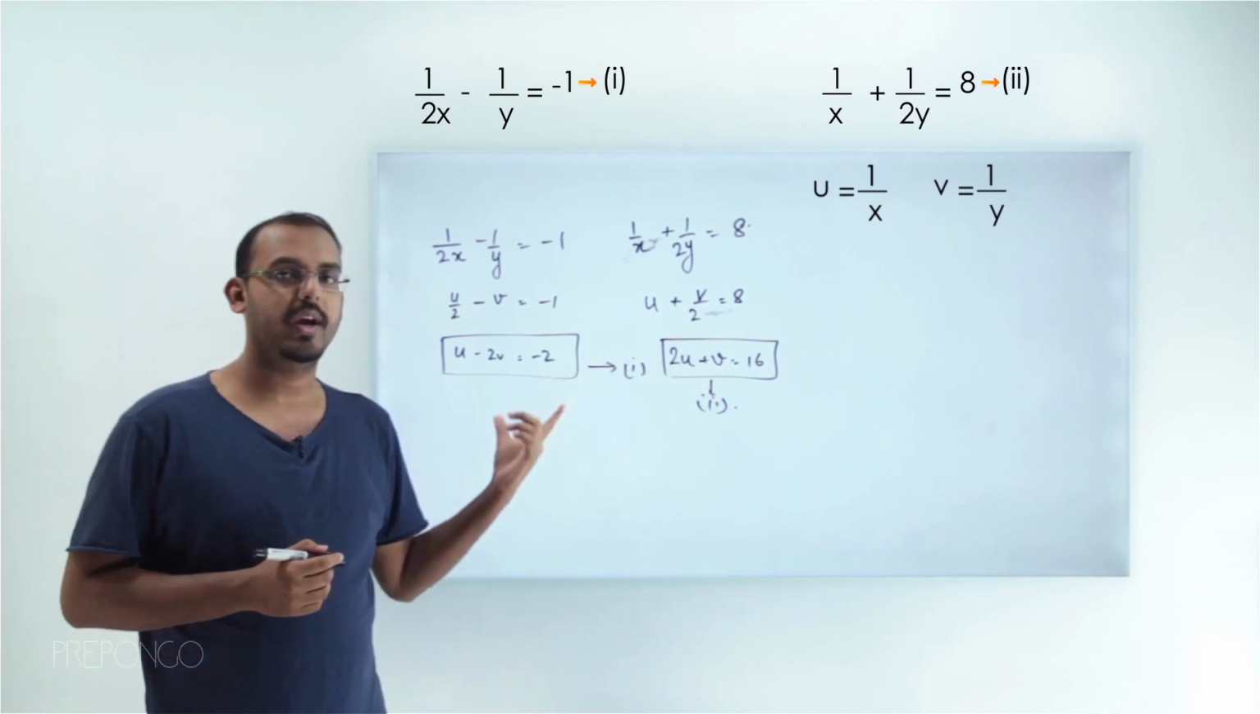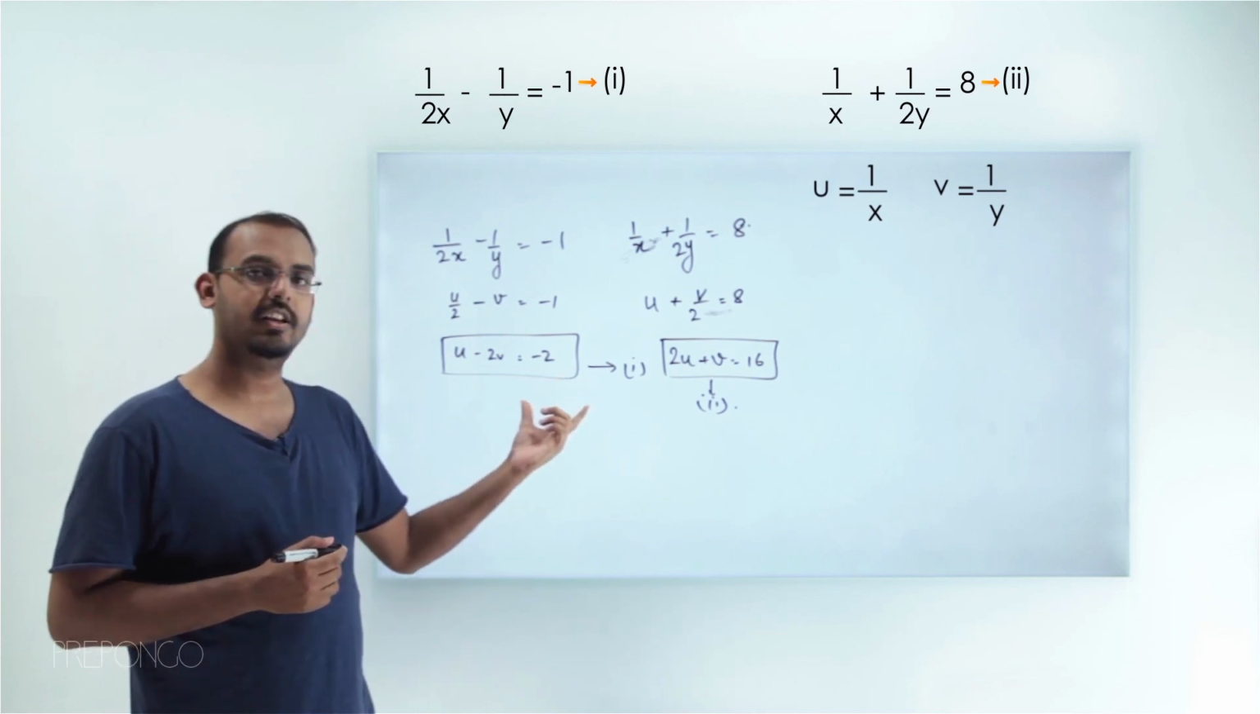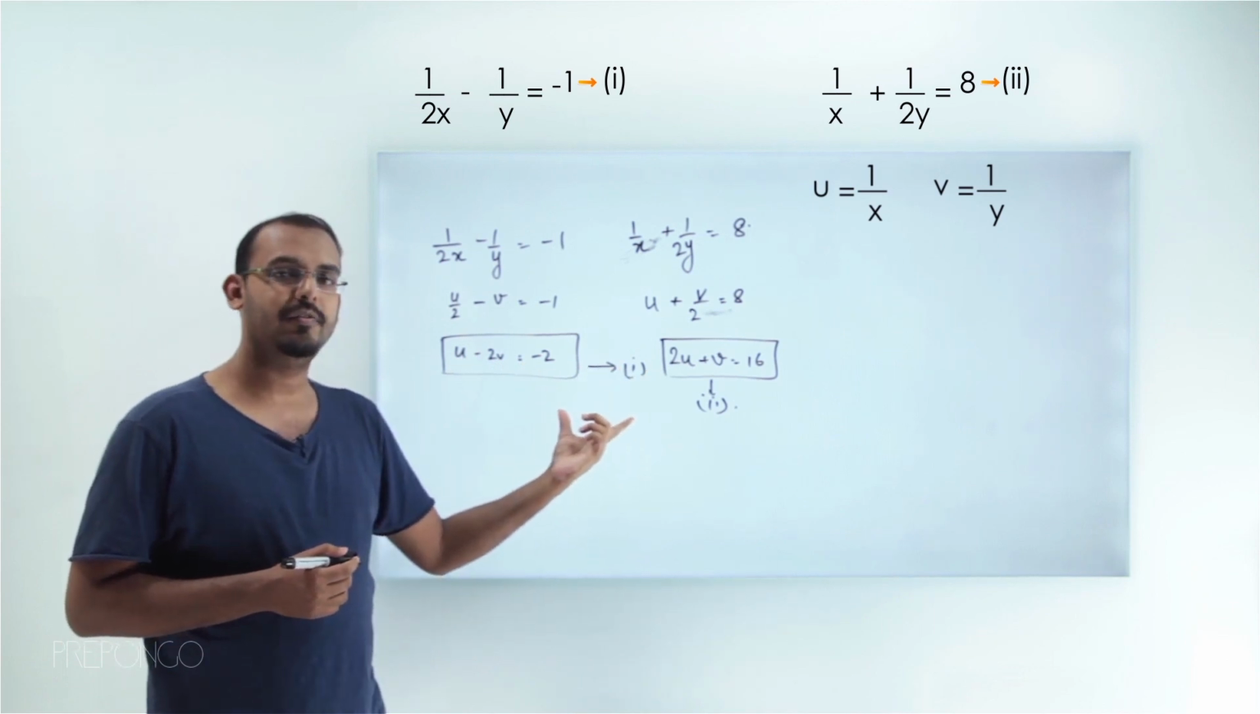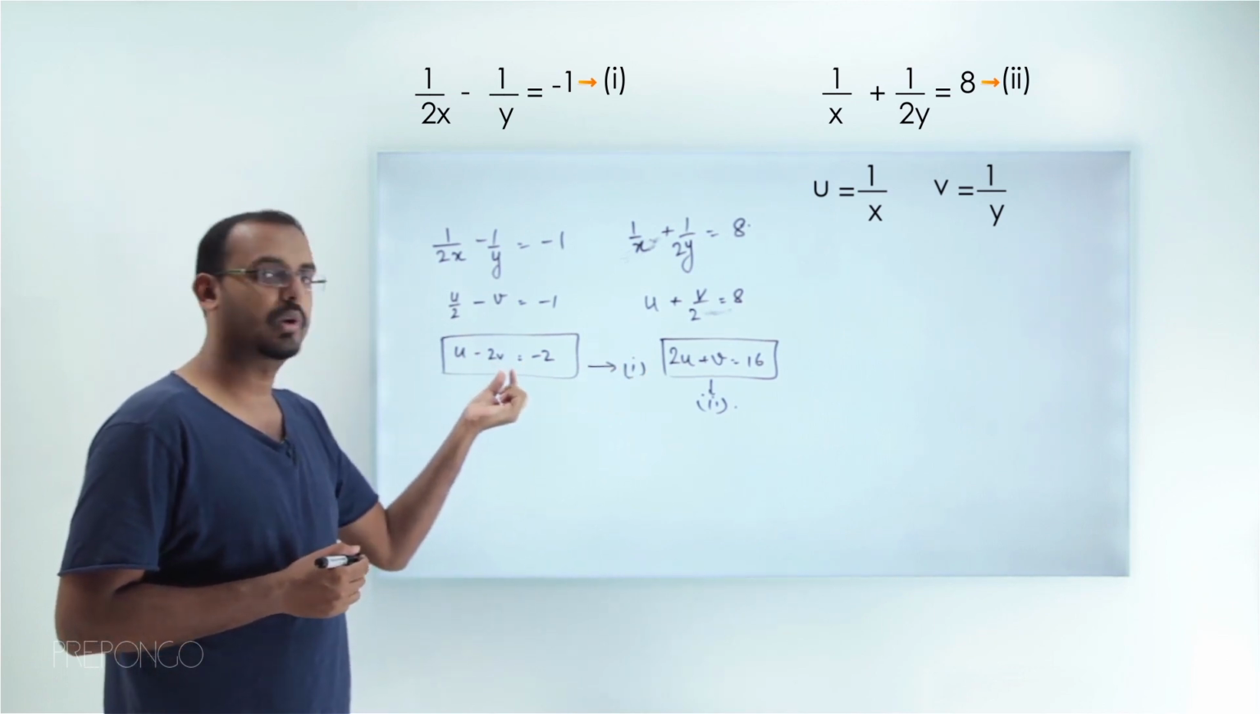So now I have two equations which resemble the format of linear equations in two variables, where the variables are u and v. Now I can solve this pair of linear equations to get the values of u and v, right?